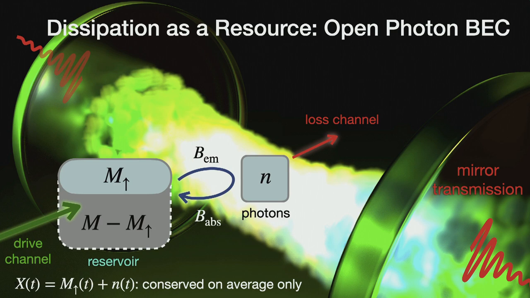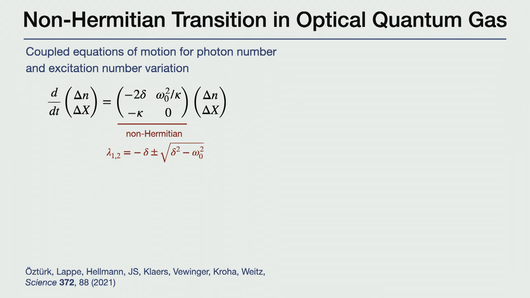So the situation as described before will slightly change. We still have the photons and the molecules, but now the photons will lead to a loss channel because they go out of the cavity, and we have some driving here that we need to maintain to fill up the reservoir. And now this number, the sum of excited molecules and photons, is not strictly conserved anymore, but only on temporal average. And that gives rise to new types of fluctuation dynamics, namely non-Hermitian effects.